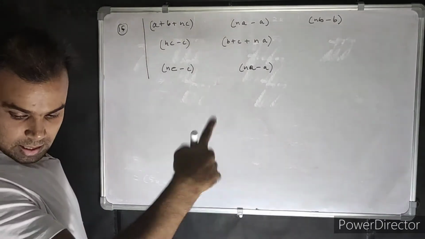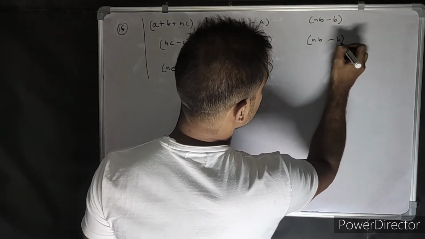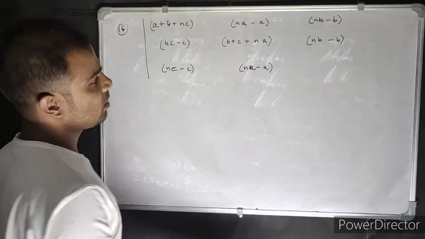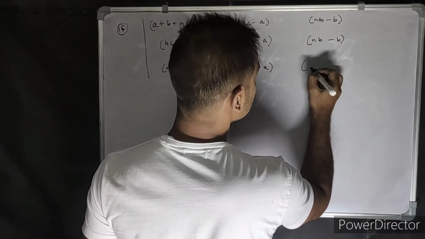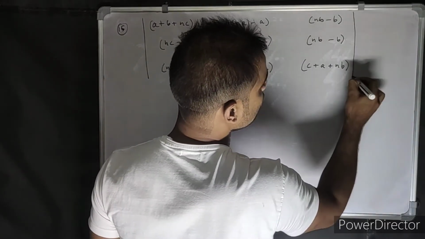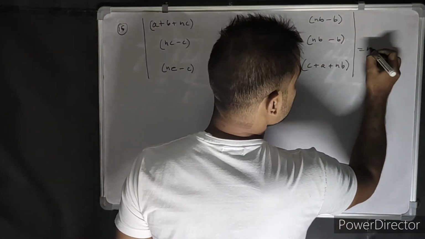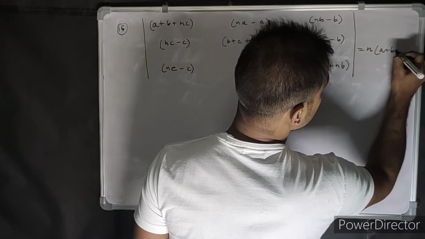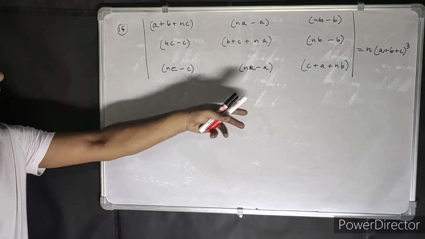and then that side we have nb minus b, and what's that? I don't want to go wrong. C plus a plus nb, which you have to prove is equal to na plus b plus c whole cube. You have to prove it to that.